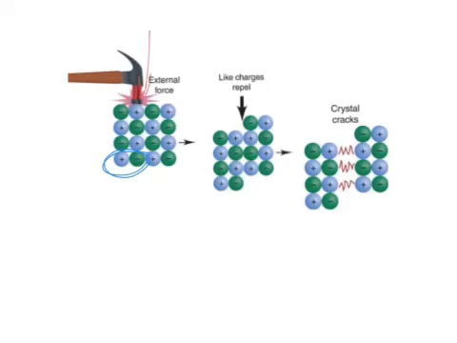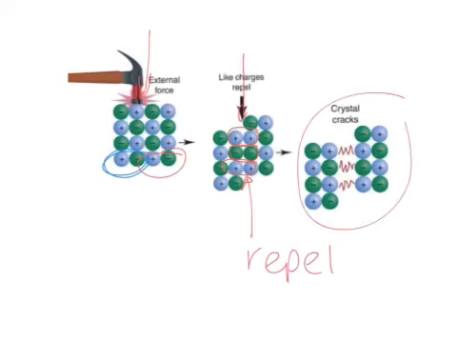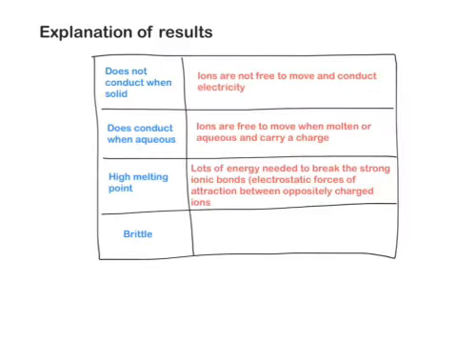hit it with a hammer, what happens is that this ionic lattice breaks, and as the structure starts to slide, you end up getting like charges next to each other. Now, opposites attract, but when you've got like charges next to each other, they repel. And what ends up happening is that the crystal will eventually crack. So let's add that final bit of information to our table.